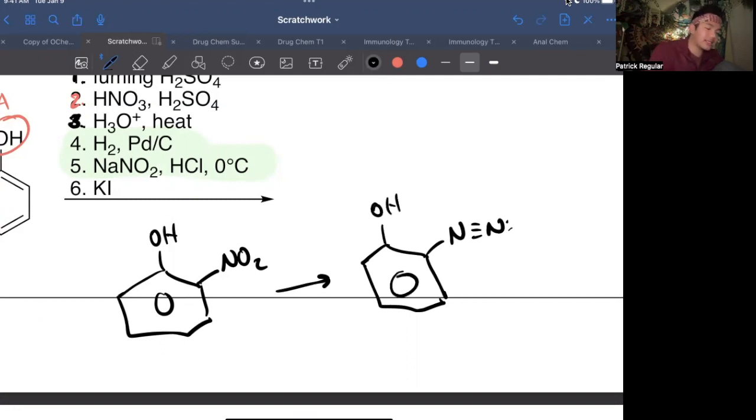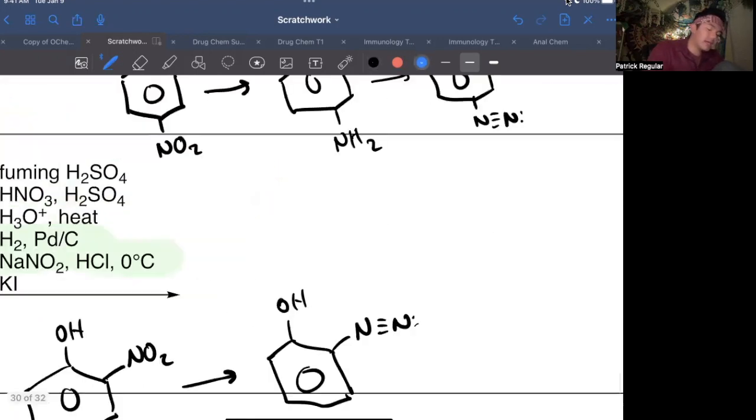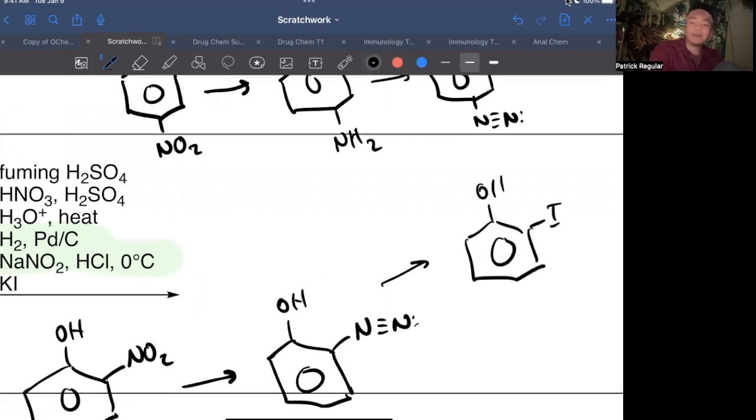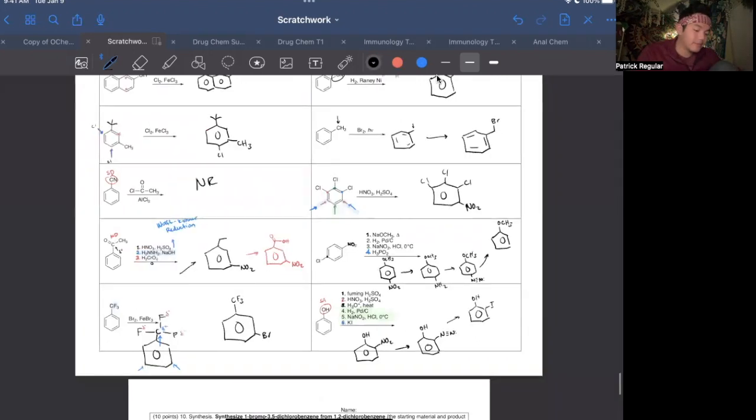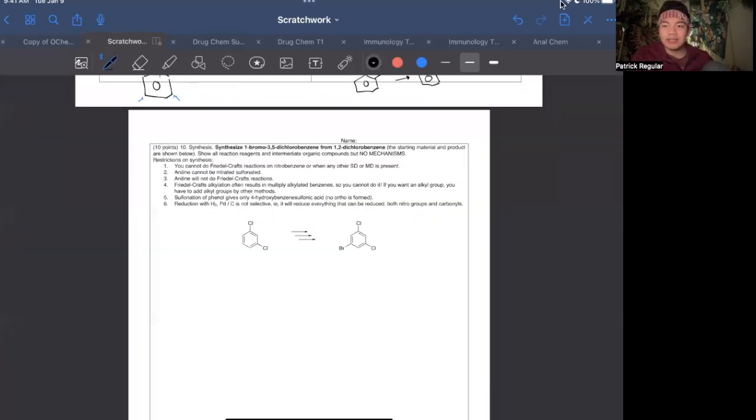All right, and then the last step right here, KI, it just replaces the diazonium salt with iodine. Iodine, that's all it is. Right. Yeah. All right. Okay. So let's take a look at this reaction.